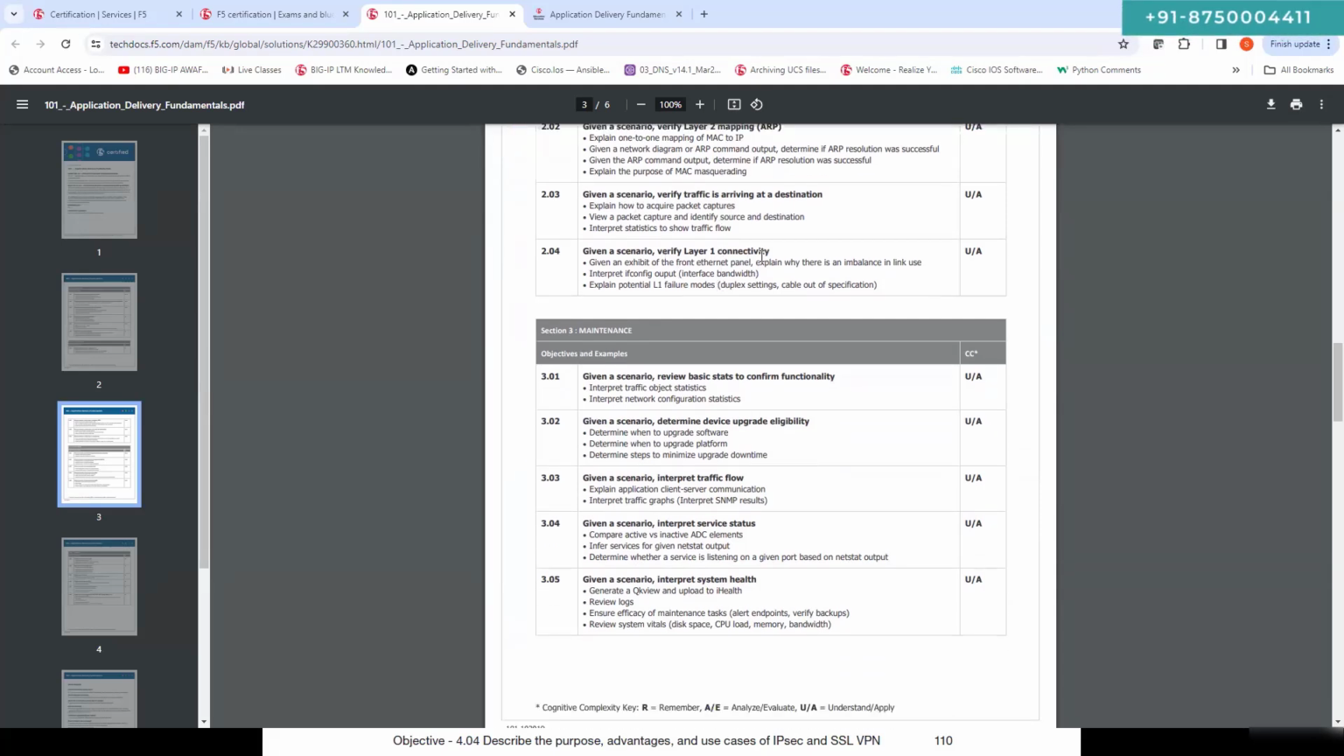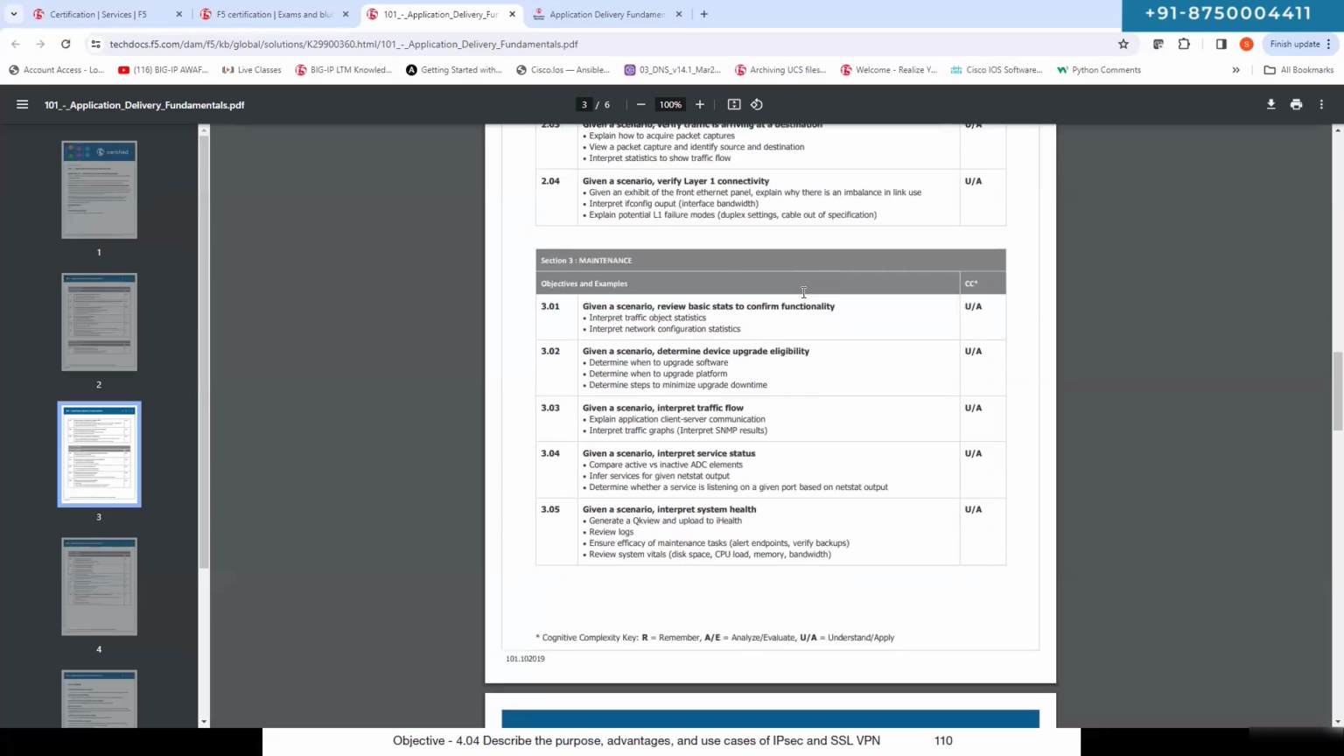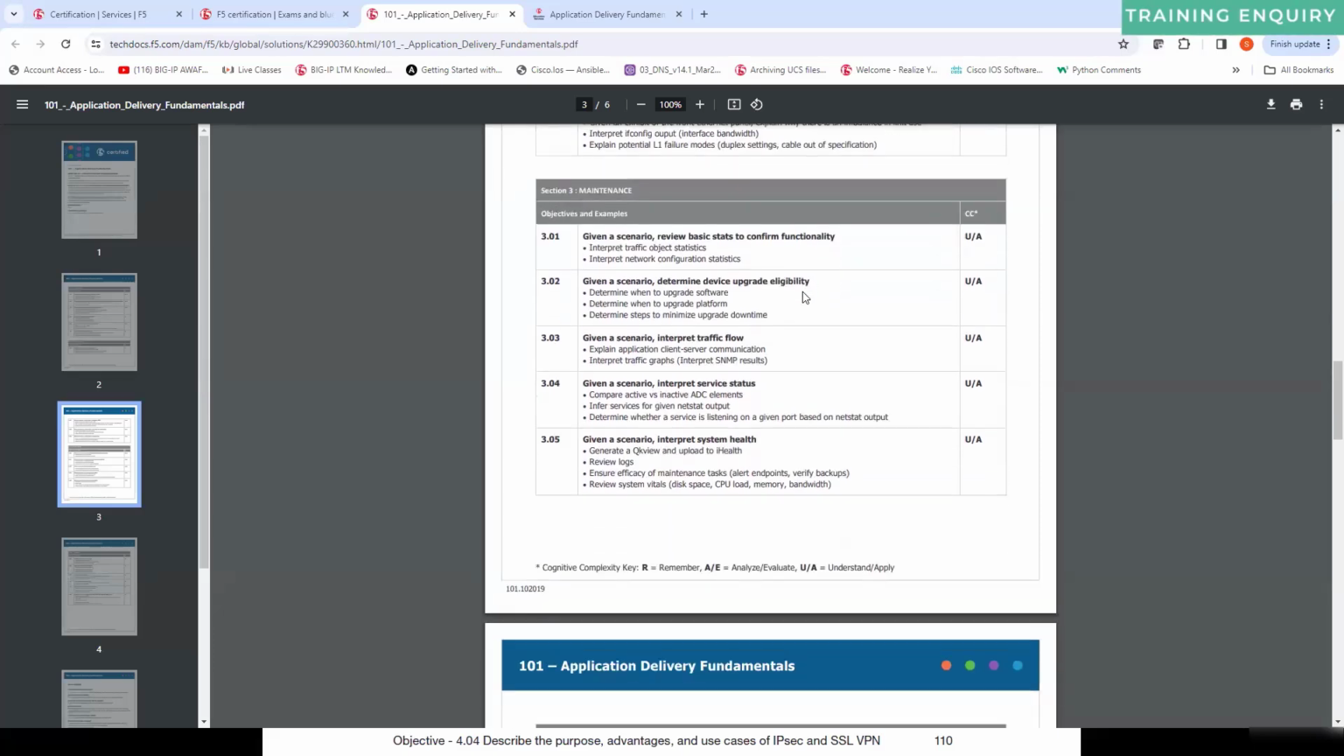Then layer one connectivity will depend upon your physical connections, right? The Ethernet panel, imbalance link, then interface bandwidth, how to check that, how to check duplex settings, right? Cable out of specification, so how to validate all that kind of things.